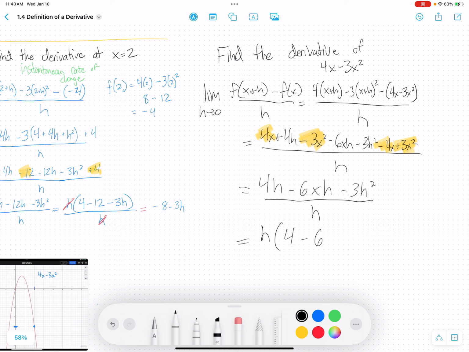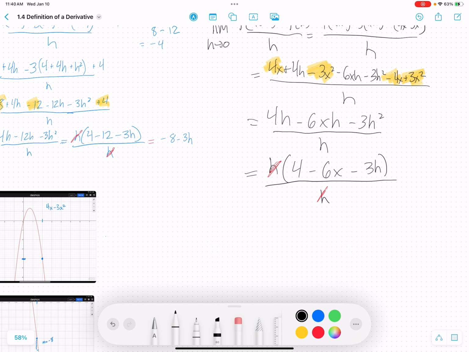And I have 4 minus 6x minus 3h all over h. Those h's now cancel because I was able to factor an h out of the top. And I'm left with the limit as h approaches 0 of 4 minus 6x minus 3h. If I let h approach 0, all I'm left with is 4 minus 6x. And this right here represents the derivative of the function.